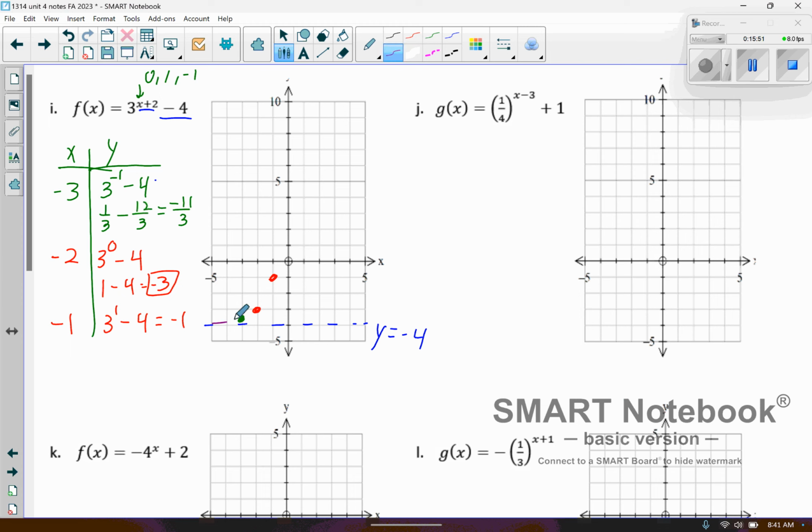And so here, the asymptote, there is your guardrail. And then we just kind of go up like so. And then last but not least, my range is going to be from negative 4 up to infinity.